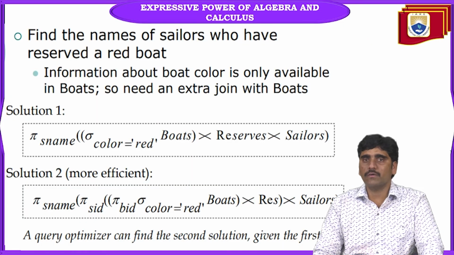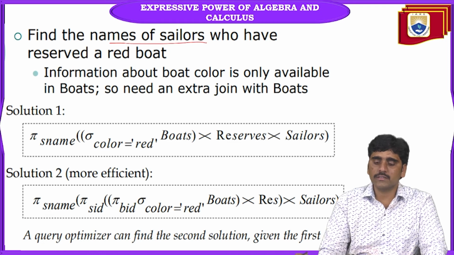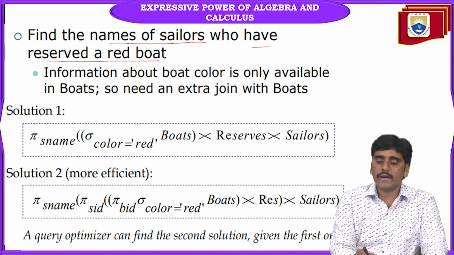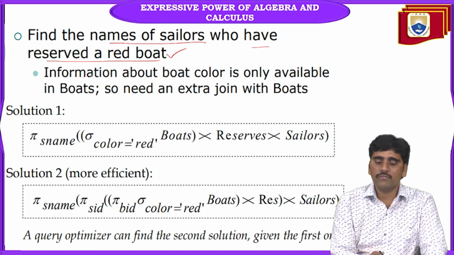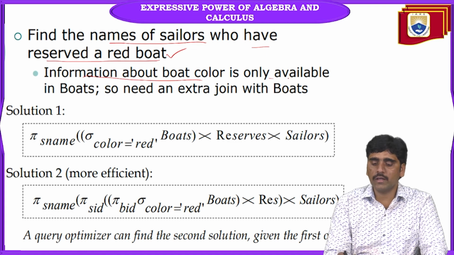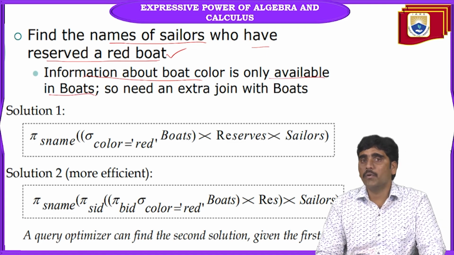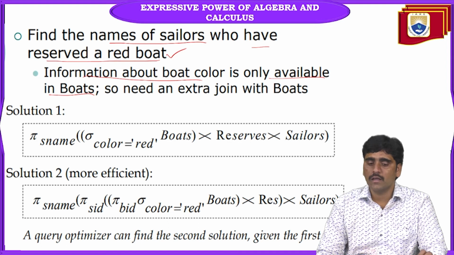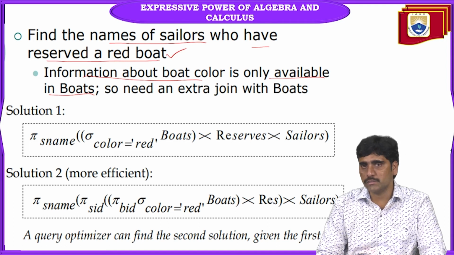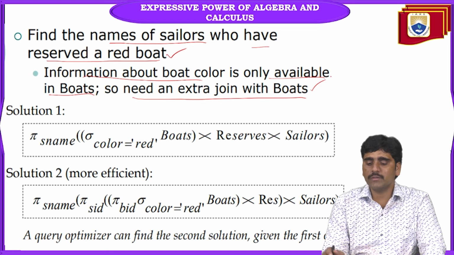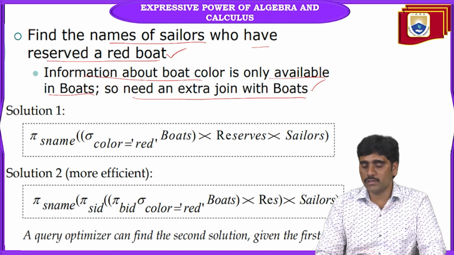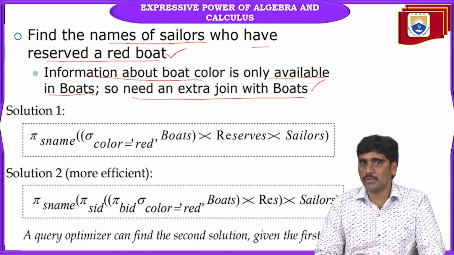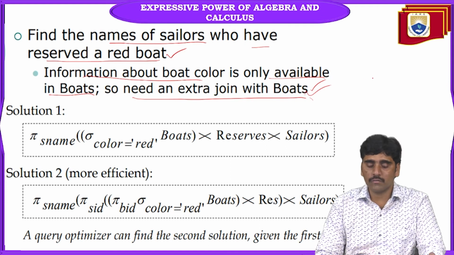So here is one more example. Find the names of sailors who have reserved a red boat. So here the information about boat color is only available in boats. That means boats is a table which contains boat color and boat IDs. So I need an extra join with the boats table also, because boat colors are in the boats table.